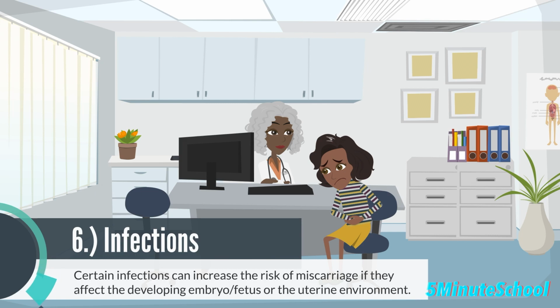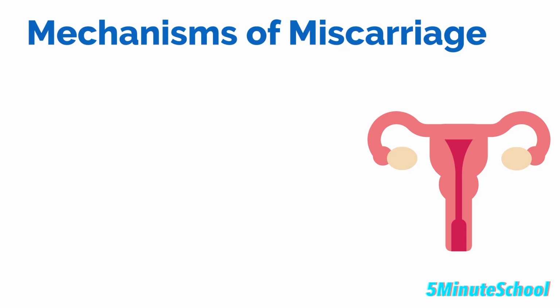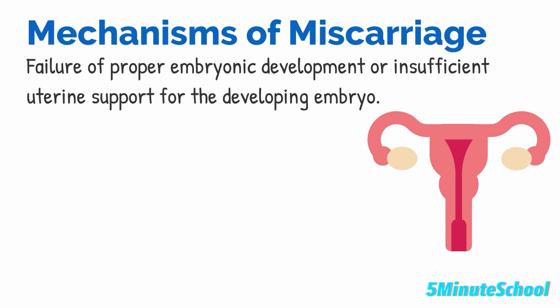If there's any kind of infection, certain infections can increase the risk of miscarriage if they affect the developing embryo or fetus or the uterine environment. Lastly, it could be down to certain lifestyle factors, so factors such as smoking, excessive alcohol consumption, drug use, and maternal age can influence the risk of miscarriage. So the specific mechanisms leading to miscarriage can vary, but often failure of proper embryonic development or insufficient uterine support for the developing embryo are common reasons.